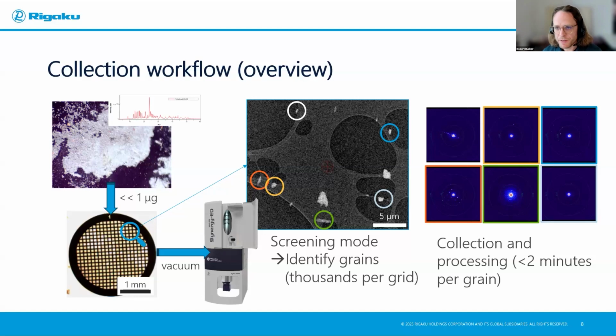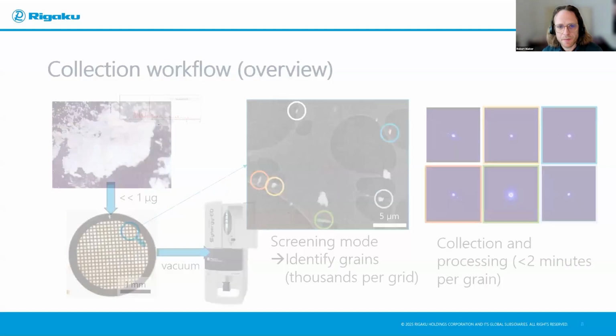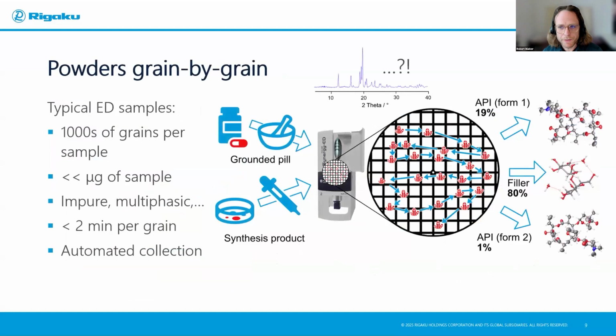But there's another aspect to it, and that is, as I mentioned already, you don't have one grain on a grid, of course. You have thousands, tens of thousands of grains per grid, even if you have only less than micrograms of sample.